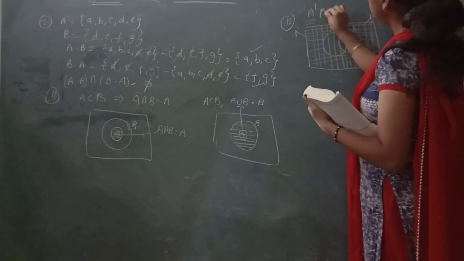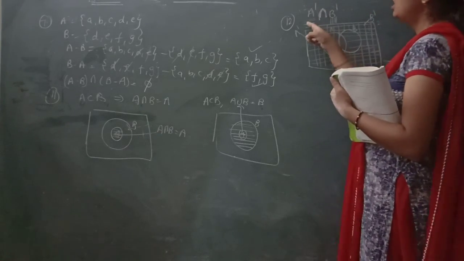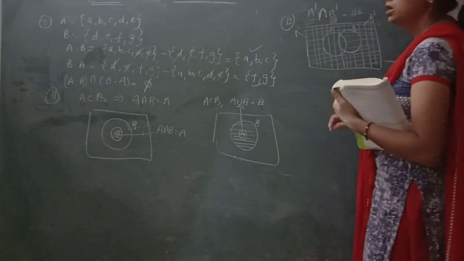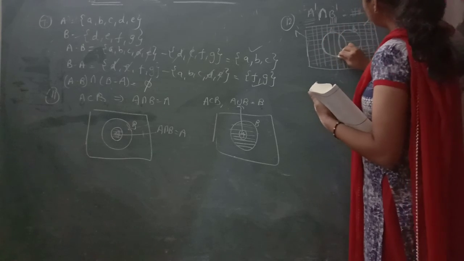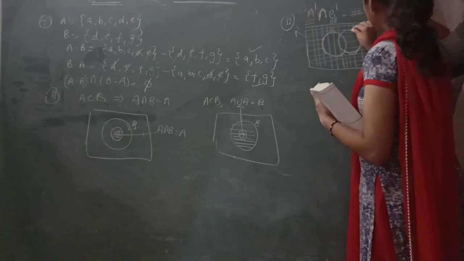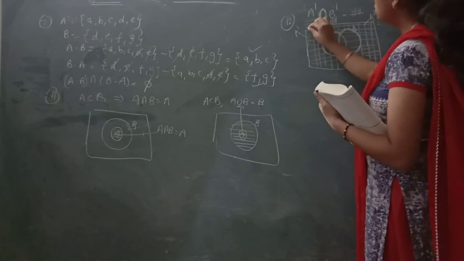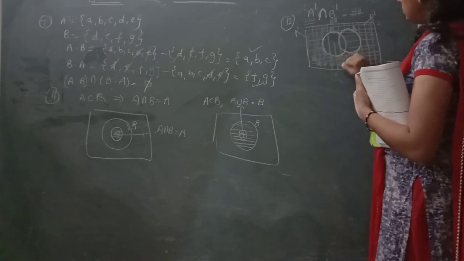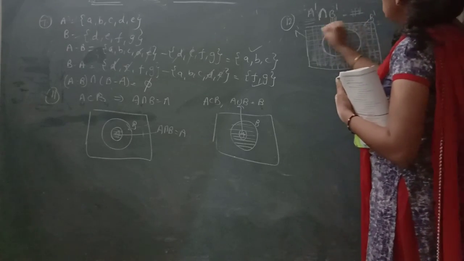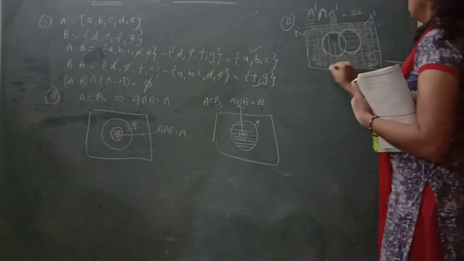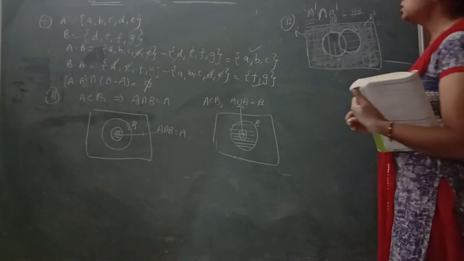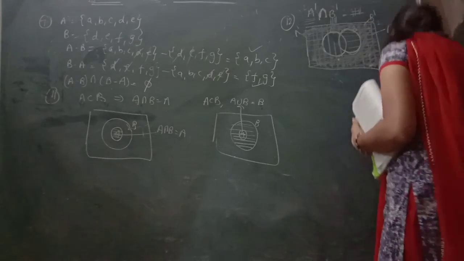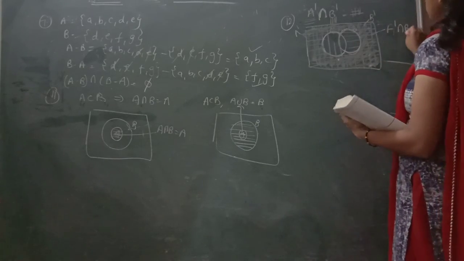And what is the common in both terms? Common means where you have both types, horizontal and vertical lines, that portion will be the A complement intersection B complement. Here you can see this portion, the outer portion. You can use any two colored pencils to show this. So this is the representation of A complement intersection B complement.